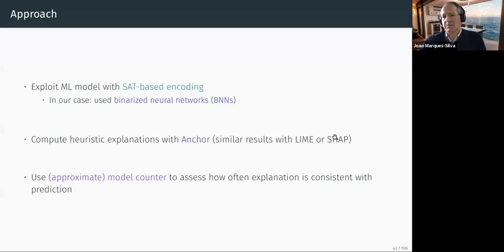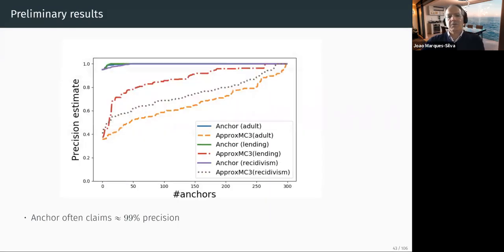Again, we got similar results with Lime and Sharp as well. And then, because of the difficulty of the problem, we use an approximate model counter to measure how often the explanation is consistent with the prediction. Okay. And again, we did not get good results. So up there, the three continuous lines are up here.